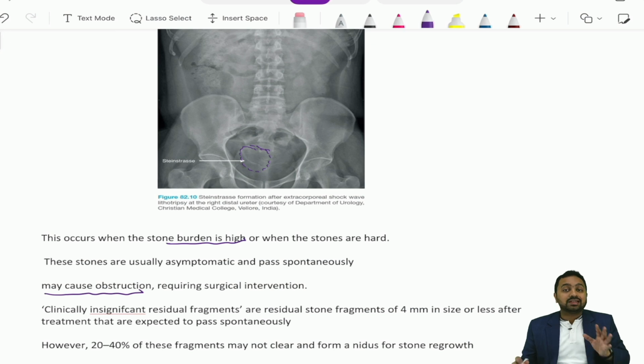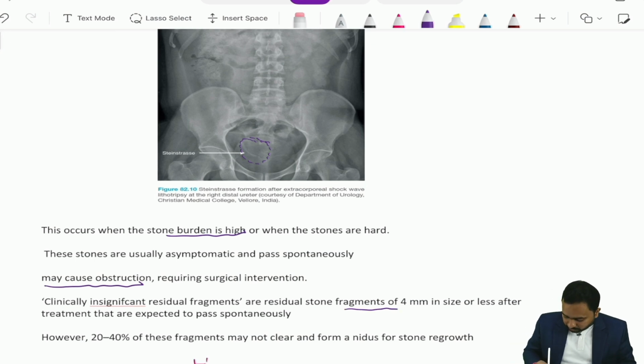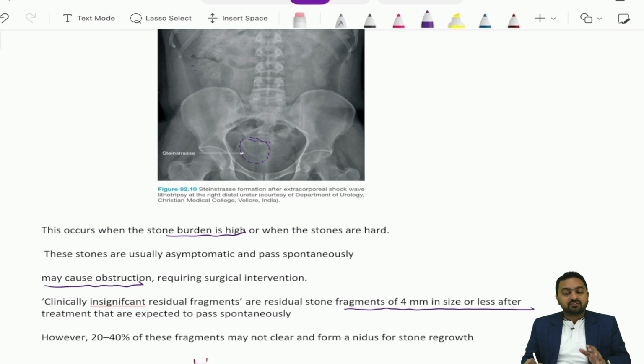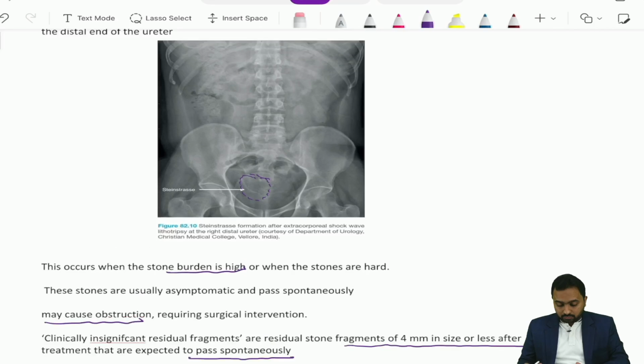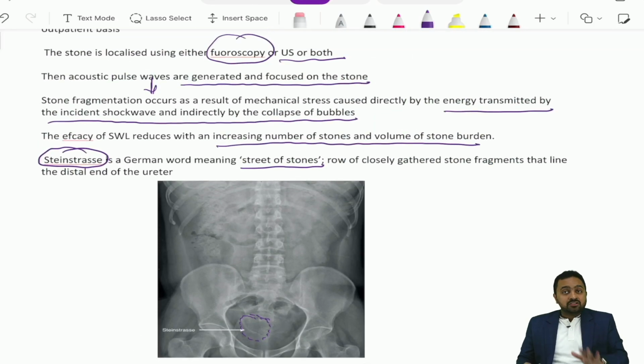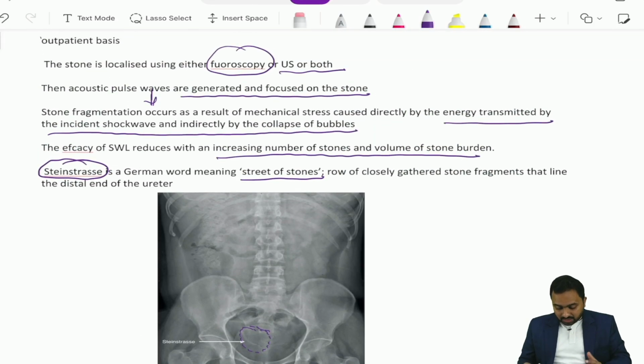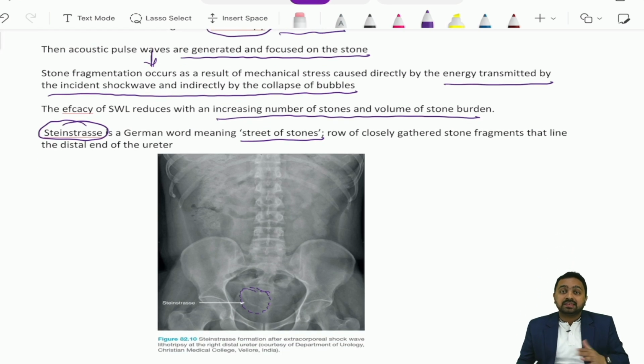Clinically insignificant residual fragments are residual stone fragments of 4 mm in size or less after treatment, which are expected to pass spontaneously. However, around 20 to 40% of these fragments may not clear and form a nidus for stone regrowth. So with shockwave lithotripsy, specifically when you have a large load, it may form Steinstrasse, which usually passes, but it itself can be a source of infection.